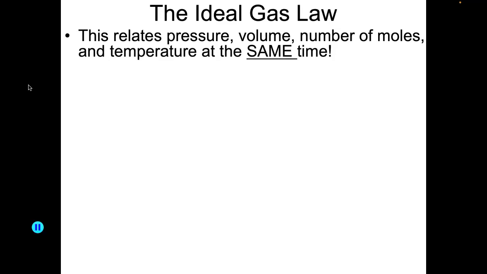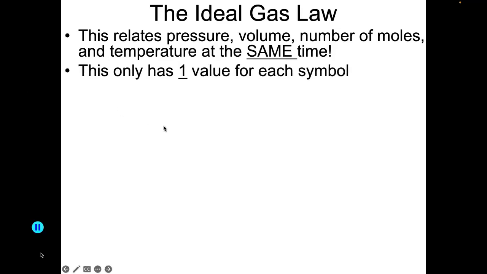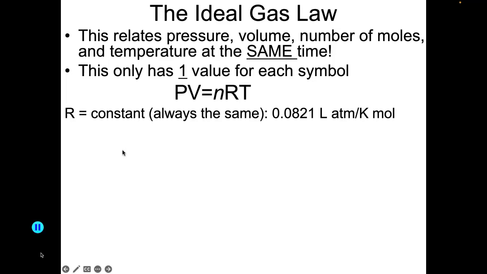So a little bit more chemistry oriented. This only has one value for each symbol. Okay, I'll explain that in just a moment. So this is our equation, PV equals nRT. So pressure, volume equals n, which is for number of moles, R is a constant that I'll share with you in a moment, and T is temperature. R is constant, meaning it's always the same, and it is 0.0821 liters times atmospheres per Kelvin times moles.